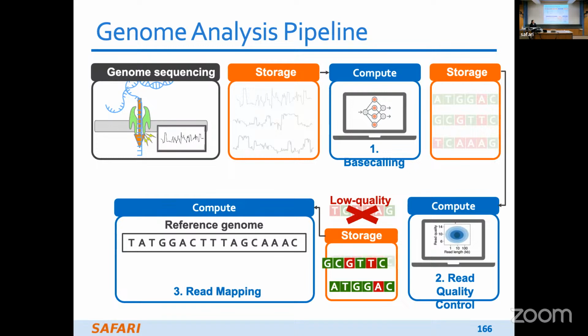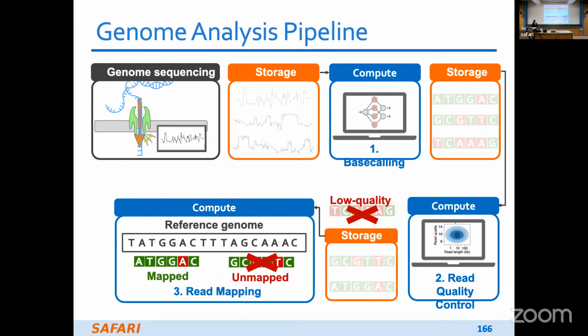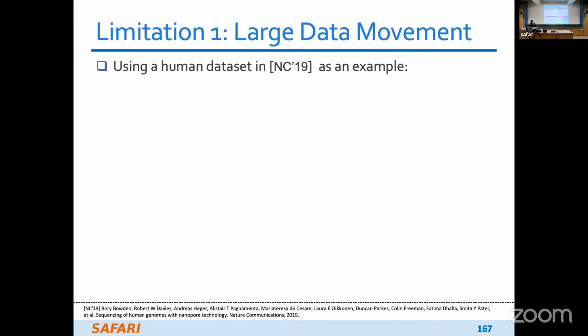In read mapping, we compare the reads to the reference genome. If the read cannot be mapped to the reference genome, then we discard it. And if the read can be mapped to the reference genome, then we store the mapping information and we finish the whole genome sequencing analysis pipeline here, the traditional one. So, okay, then let me talk more about the two limitations that I mentioned before, using the example of a human data set.